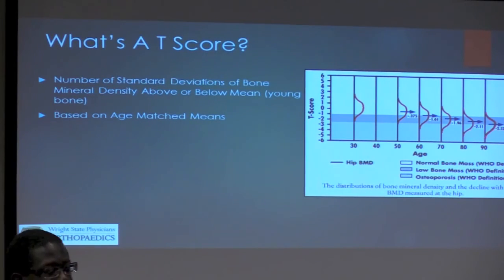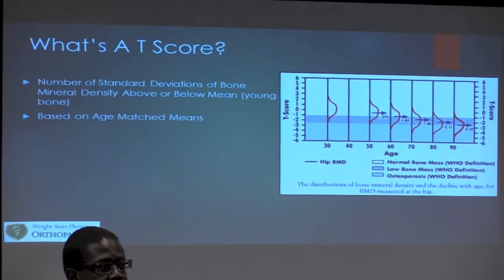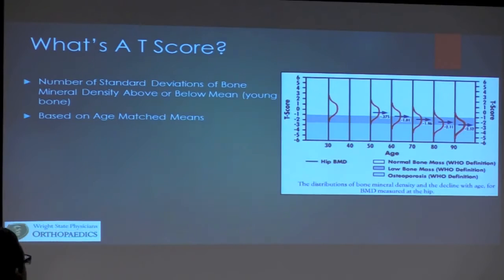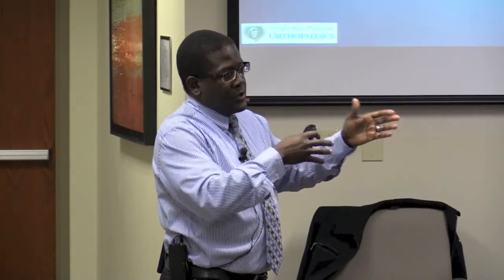One of the ways of measuring bone mass is through the DEXA scan, and the DEXA scan gives you what we call a T-score. The T-score is simply the number of standard deviations. You take your bone mineral density and compare it with a standard, using a mean. How far you are from the population mean tells you whether you're osteopenic or osteoporotic or normal.